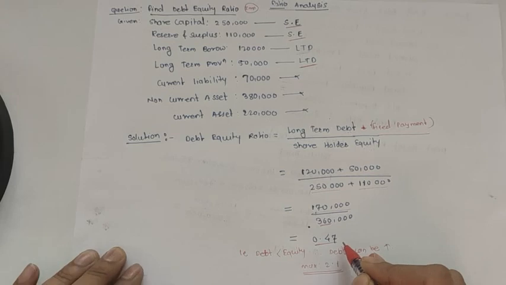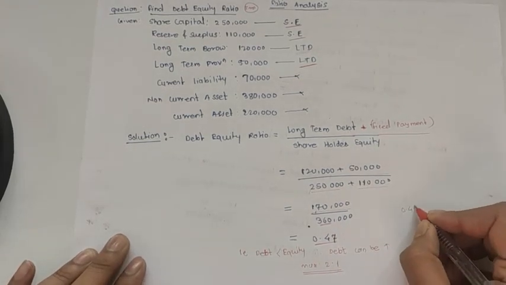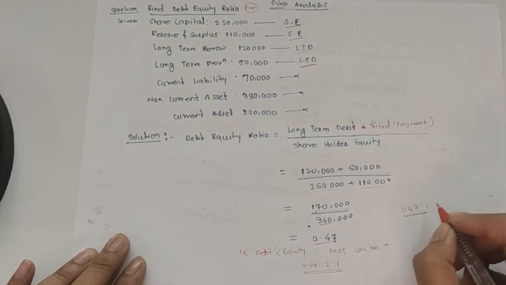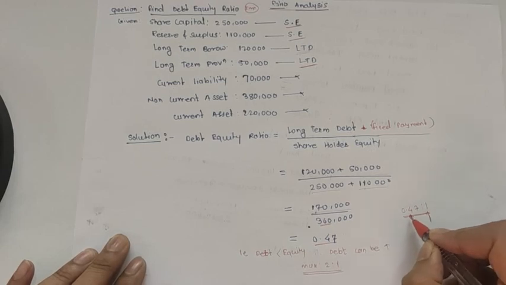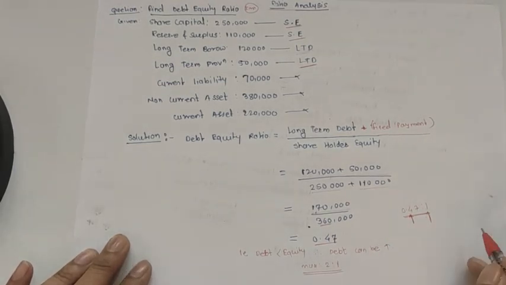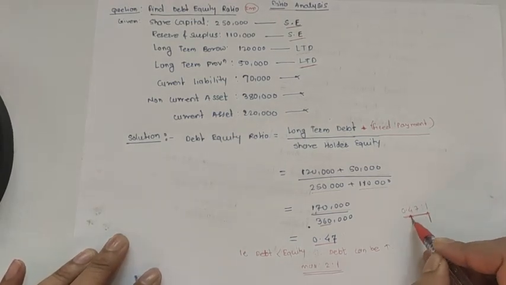That means your debt to equity is 0.47 to 1. That means this is your debt and this is your equity. Your debt is almost half of your equity in this example. So friends, what does that indicate? It indicates that you can increase your debt.